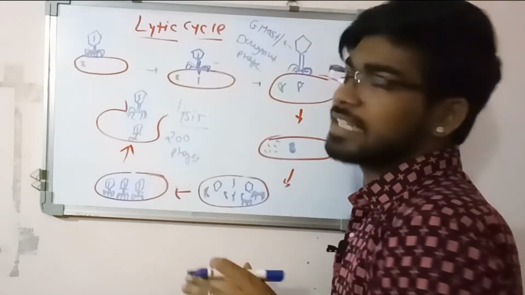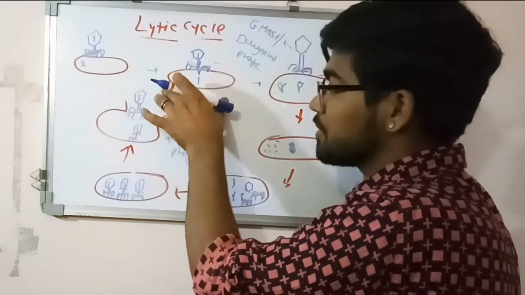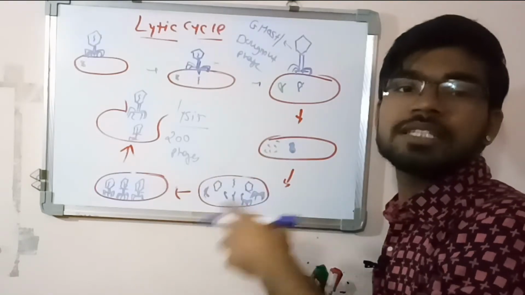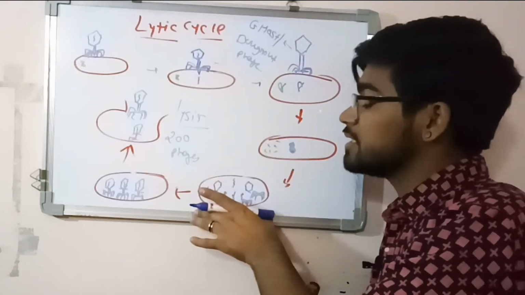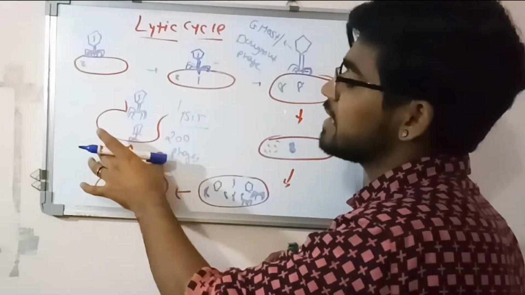So this is all of the lytic cycle. What we saw is the attachment of the bacteriophage, then penetration of the genetic material, then taking control by breaking down the opposite genetic material so it takes control of the whole cell, then it synthesizes all the components, then it assembles the whole bacteriophage, then it lyses the bacterium.